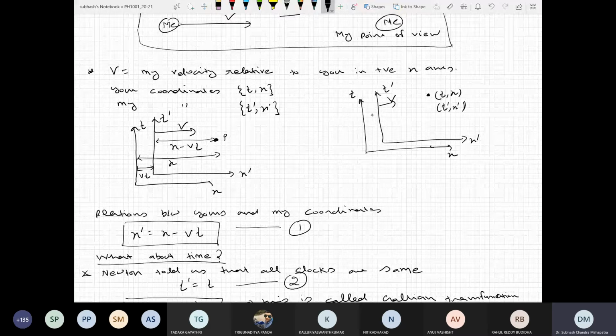By the time this t happens, this distance, okay, this point, this is what I have shown here. According to me, this distance, if I know your coordinate, is just x minus vt, which is the x prime.